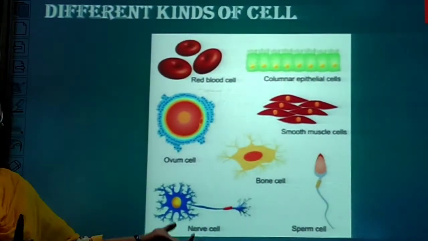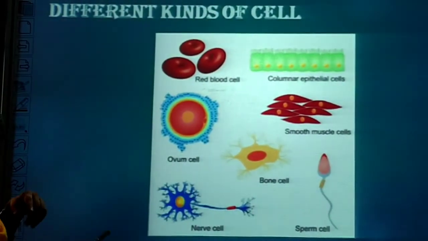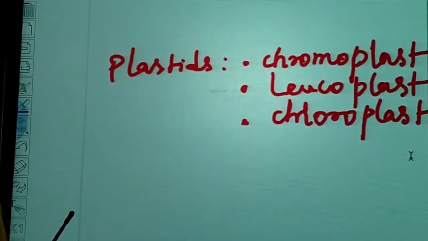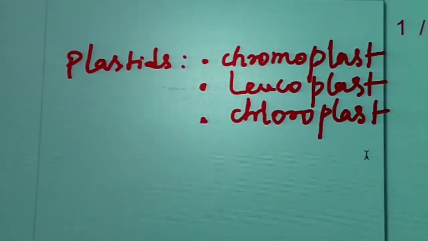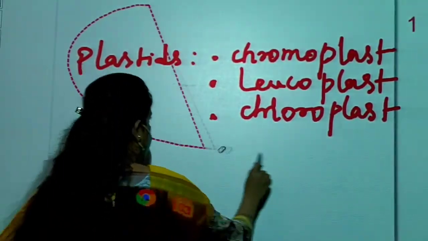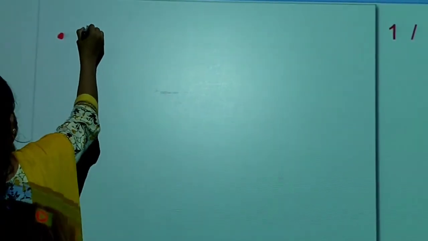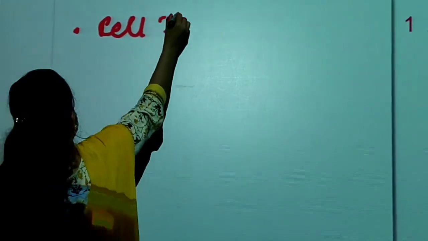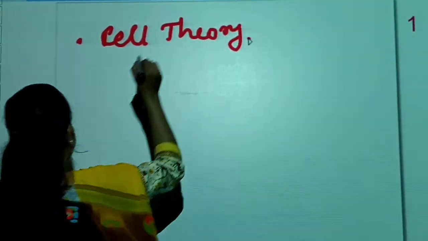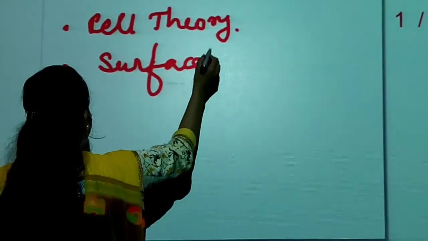Okay. Now, apart from these topics, all the topics are covered. Only two small concepts are left that I will give you in short. The two important topics left from this chapter are cell theory, and next is the surface volume ratio of the cell.